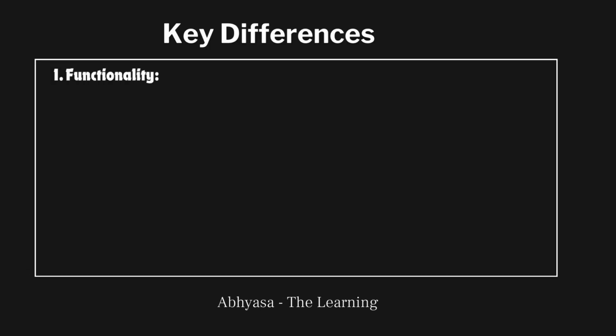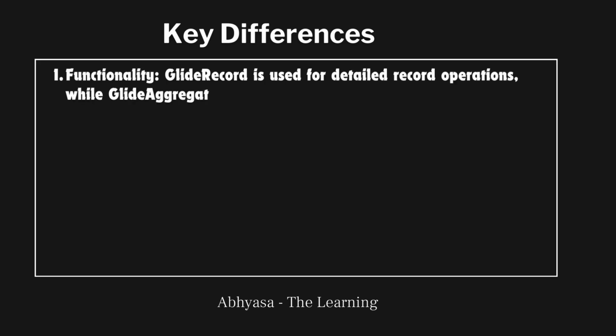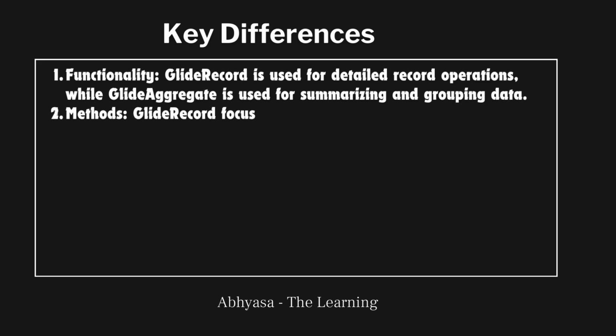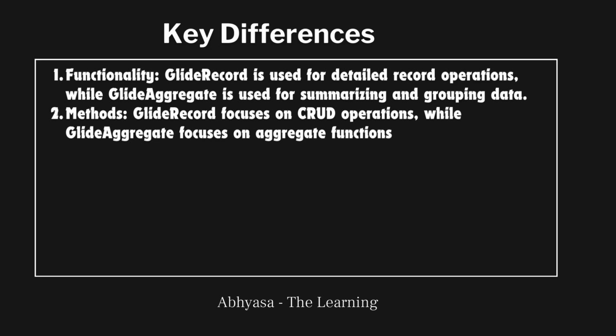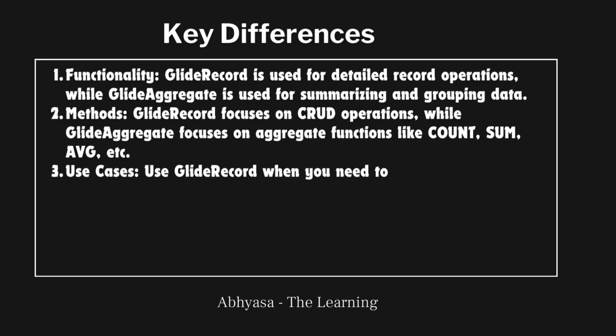Key differences. Functionality: GlideRecord is used for detailed record operations, while GlideAggregate is used for summarizing and grouping data. Methods: GlideRecord focuses on CRUD operations, while GlideAggregate focuses on aggregate functions like count, sum, avg.